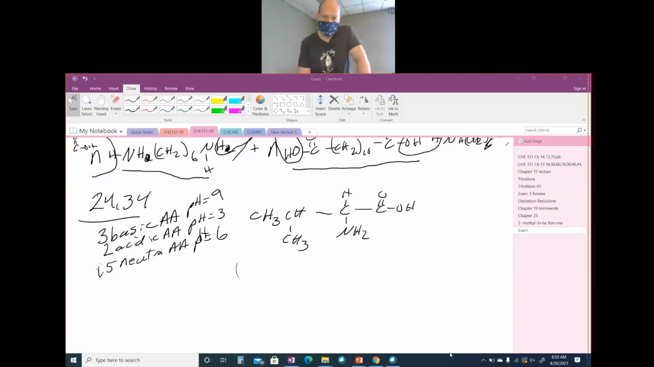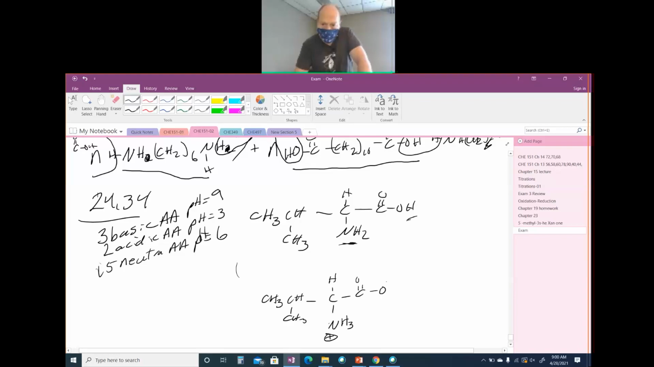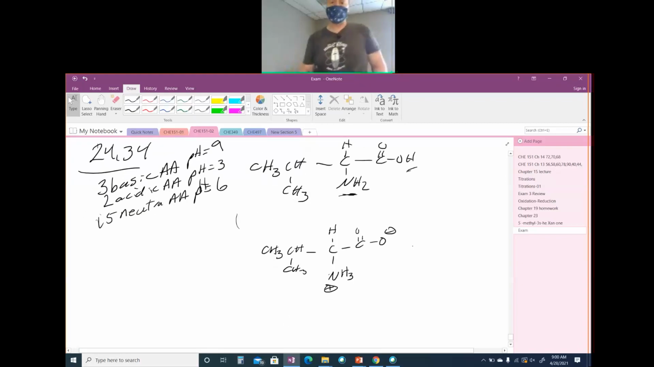Your zwitterion means dipolar ion. The acid is a proton donor, the base is a proton acceptor. So we have CH3, CH, CH3. After the internal acid-base reaction, we have NH3 with a positive charge, and here a C double bond O with an O minus. So this is a pH 6 neutral amino acid.